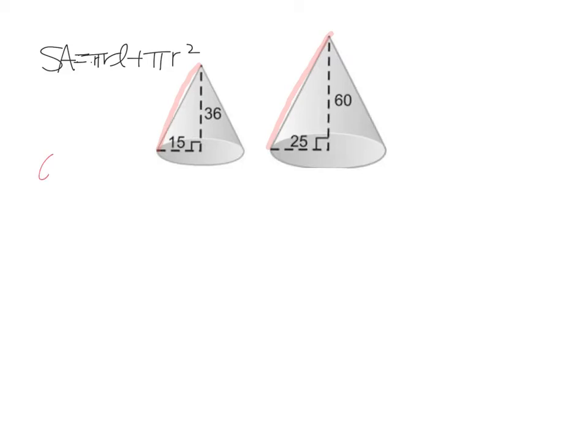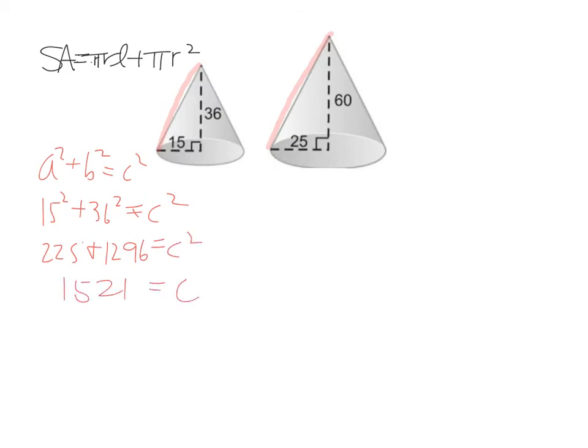So a squared plus b squared equals c squared. 15 squared plus 36 squared equals c squared. That's 225 plus 1296. That's 1521, and that does happen to be a perfect square, and it's 39 squared. So the square root is 39. So that is the slant height of this one.